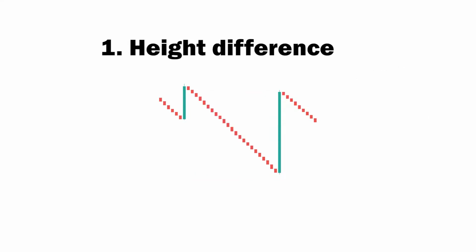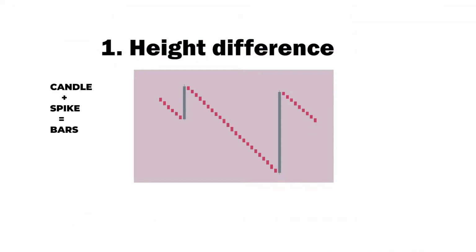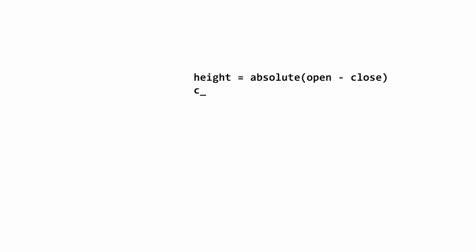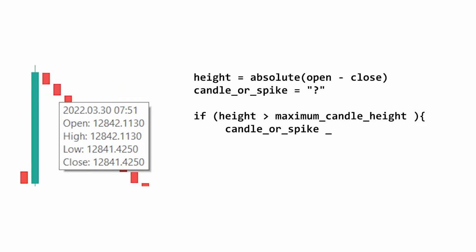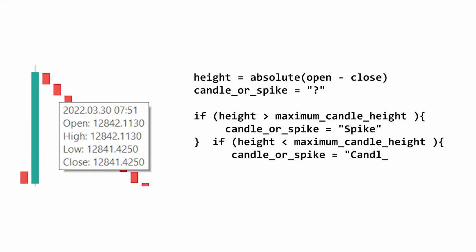We'll take 2000 bars. A bar is one of these. Regardless of whether it's a candle or a spike, the height of a bar will be represented by the absolute difference of the open and the close. The spike will definitely have a higher difference than the candle. The goal is to get the maximum value beyond which the bar is considered a spike. Let's get into the code.